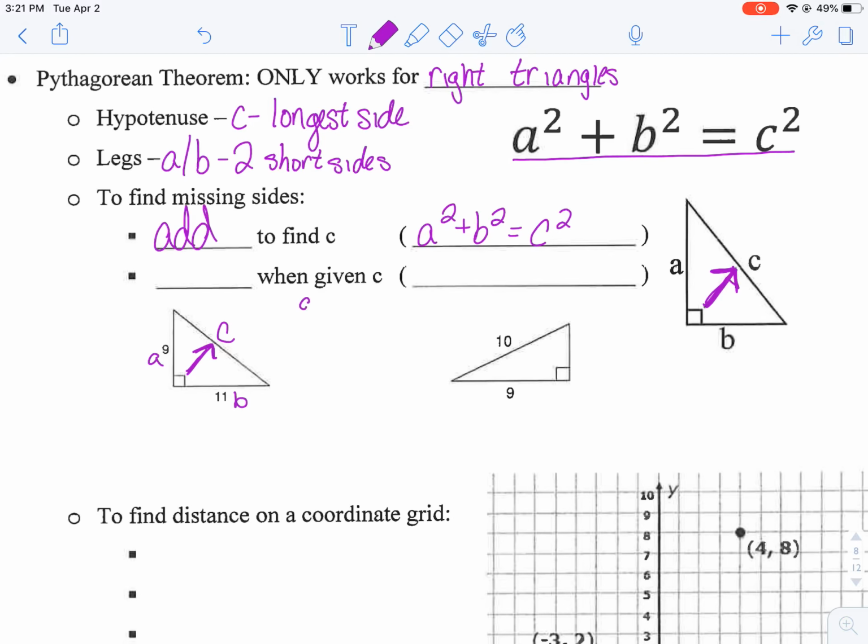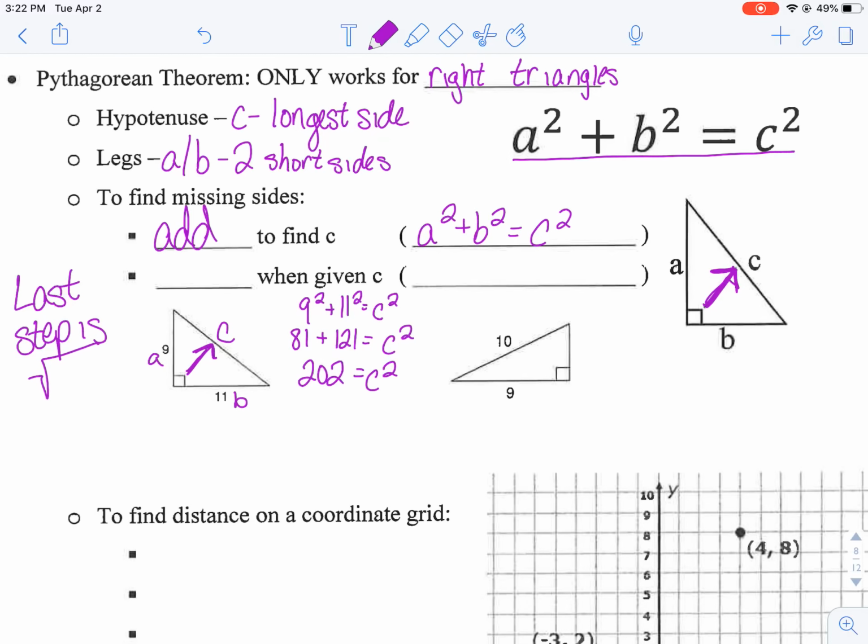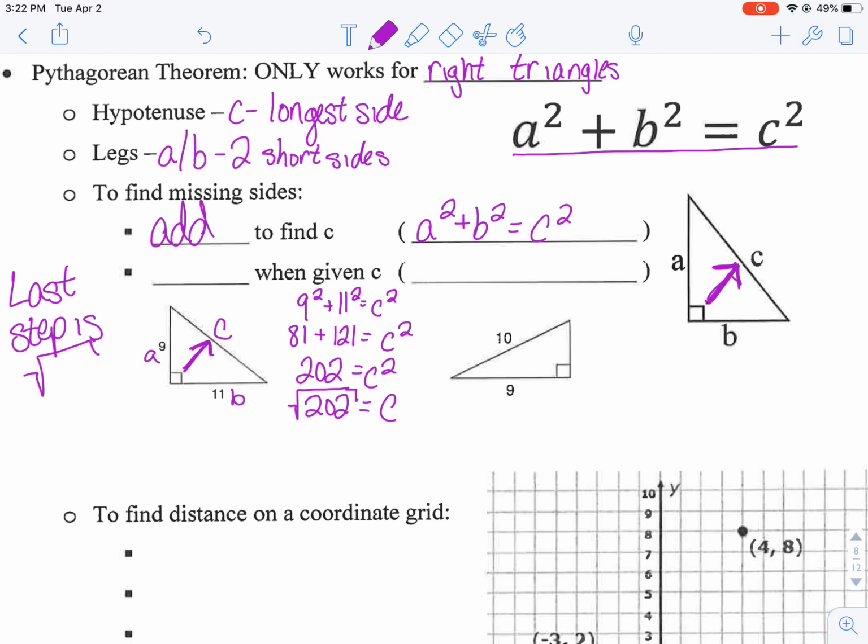I'm going to work right to the side. 9 squared plus 11 squared is C squared. We're going to simplify out. 81 plus 121 is C squared. Then we have 202 is C squared. I'm going to make myself a note just so we remember, because this is the thing we forget the most. My last step every single time is the square root. I'm going to take the square root of 202 to find C. And I end up with 14.2.